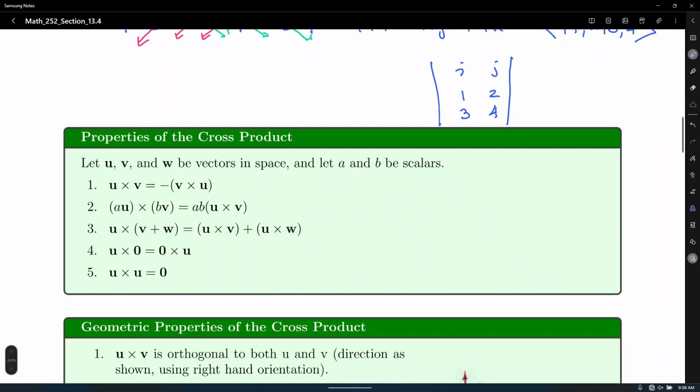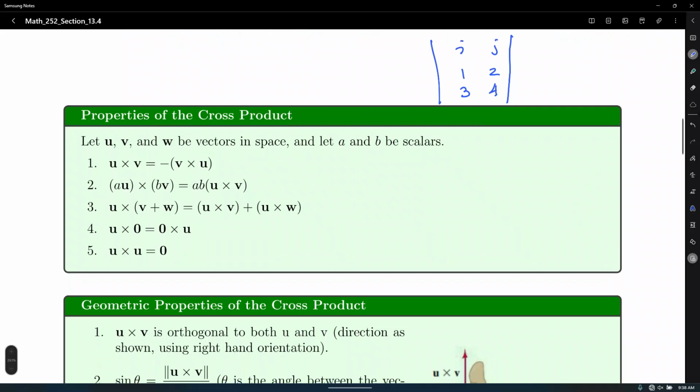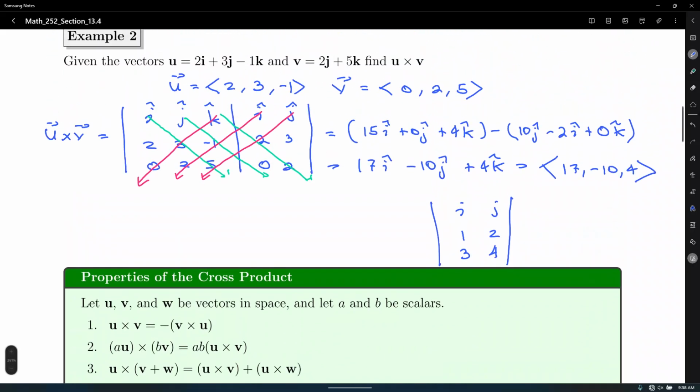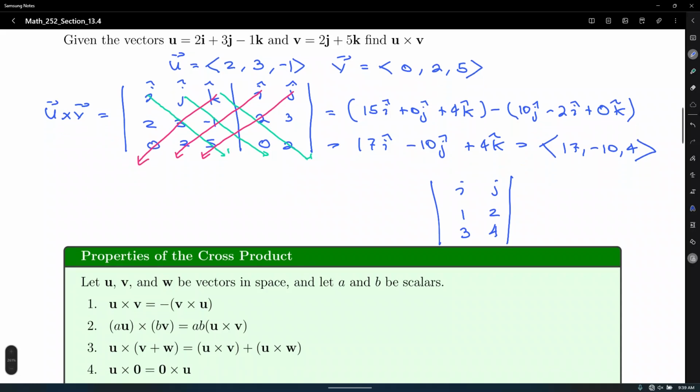The order of the product matters when it comes to the cross product. In other words, the cross product is not commutative. All right? So if we evaluate this cross product the other way around, we will get the same components but with opposite signs. And that actually has to do with the properties of determinants.